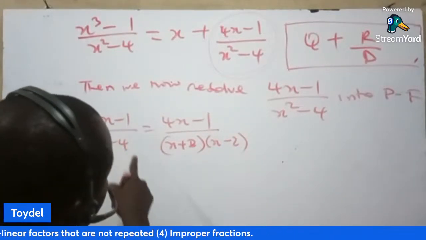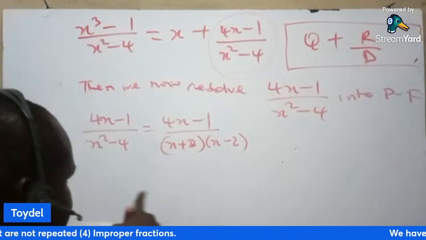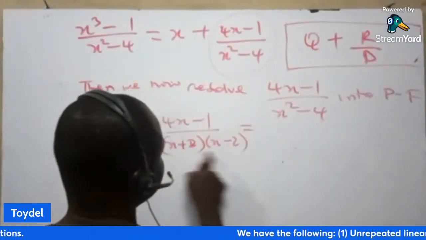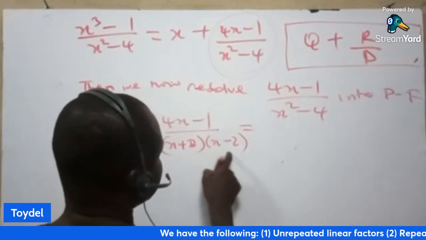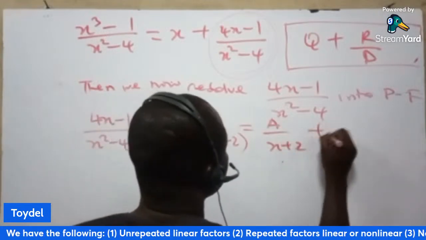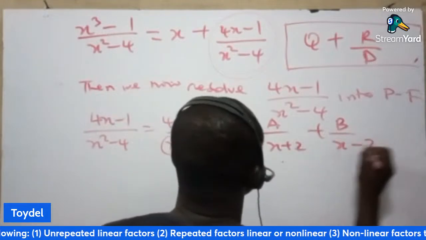We can change 4 to 2 squared. So x squared minus 2 squared will be x minus 2 and x plus 2. If I resolve this, these are linear factors that are non-repeated, type 1. That will be A all over x plus 2 plus B all over x minus 2.